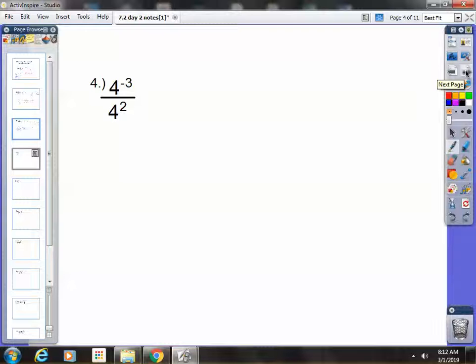How about this one? 4 to the negative 3 divided by 4 squared. Now yesterday we had a similar problem. I don't know what the exact problem was. I think it was like this, 5 to the 5th over 5 to the 2nd? Do you guys remember? I think that might have been the problem. I saw several of you that wanted to do that, and I want to talk about why we don't divide those 5s real quick.